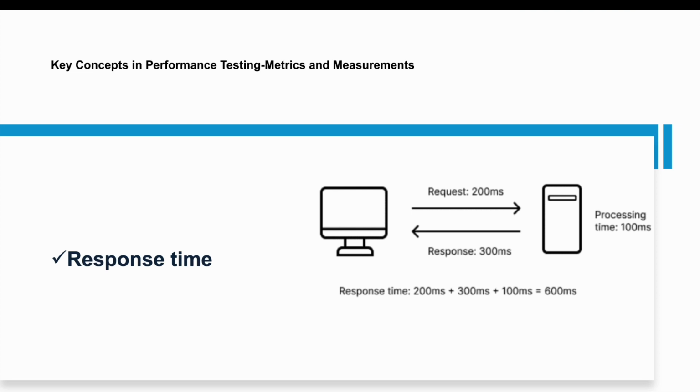The next concept is called response time. Response time is a measure of how quickly a system or application reacts to a user request. Here, response time is the time taken to send the request, the time taken at the server side to process the request, and the time taken to send the response back to the client. So when we add all these times, response time will become 600 millisecond. This is an example to understand what response time really means.